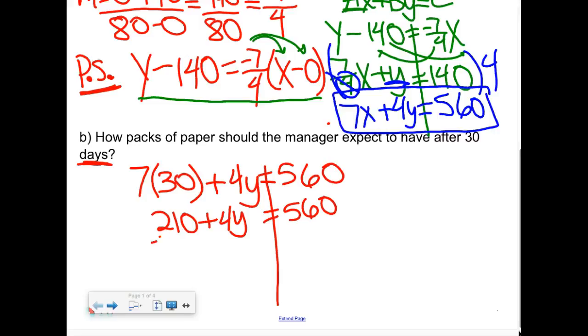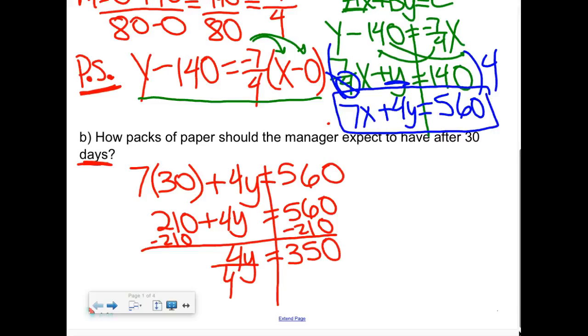I'm going to minus that 210 from both sides. I have 4y equals, we're going to plug that in or do it by hand, however you feel comfortable. We're going to have 350, and then we're going to divide by 4, and when we take our calculators, 350 divided by 4, we are going to get y equals 87.5. And what that represents is packs of paper.